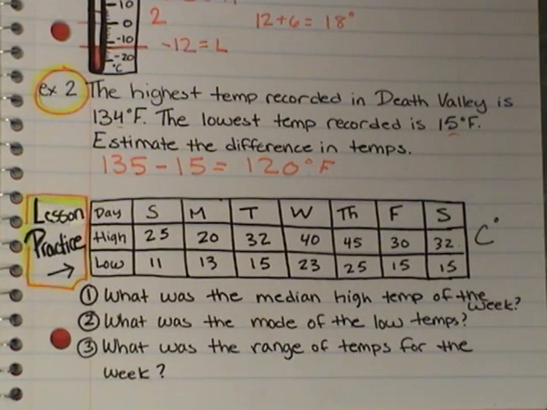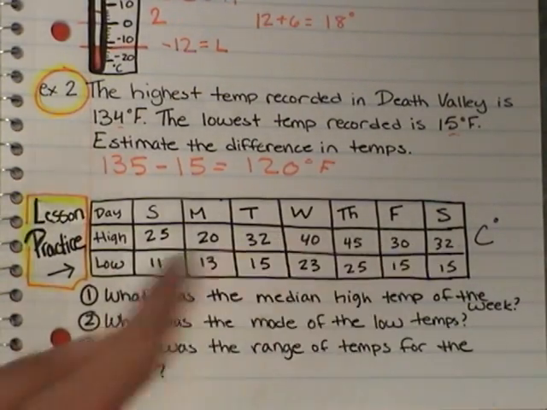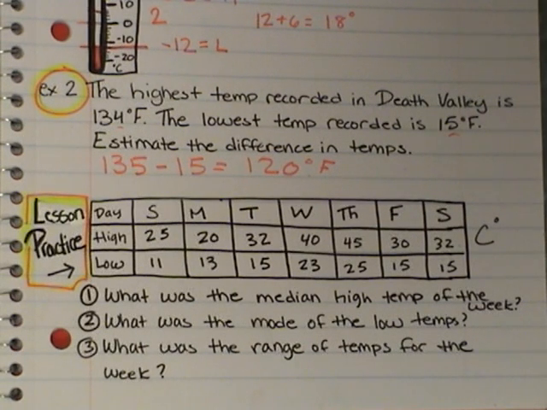Okay, the next one is, what was the mode of the low temperatures recorded? Okay, so these are all high, these are all low. And then the next one, what was the range of all of the temperatures for the week? Okay, remember, median, think of a highway, it's the middle number. Mode is the most. And range, the biggest number minus the smallest number.